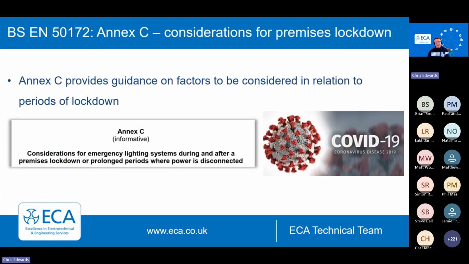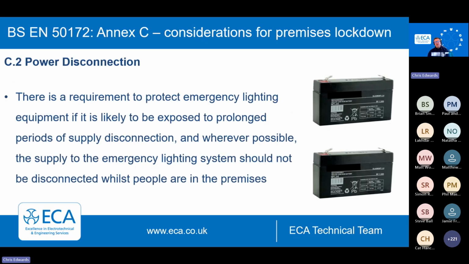Okay, we're nearly there. Just a couple of annexes left. Annex C. Think COVID here. This is all to do with considerations for the designer, if we're likely to encounter long periods of shutdown. It's just to highlight to the designer that there are certain batteries that don't like this. And if you are going to disconnect the emergency lighting, we really ought not to have people in the building when we're doing that.